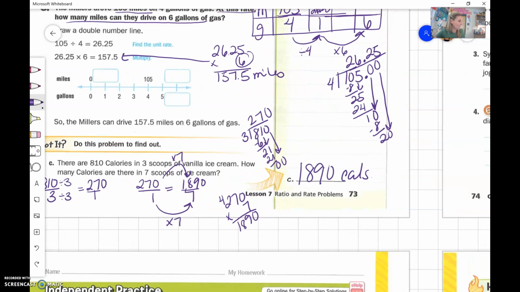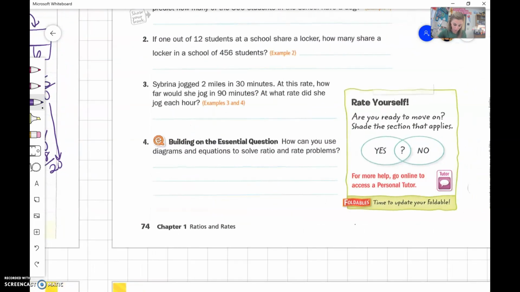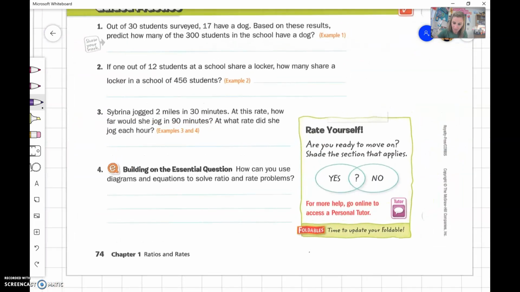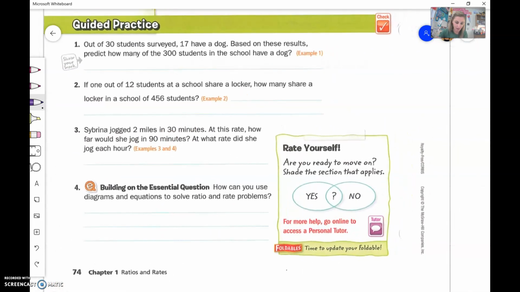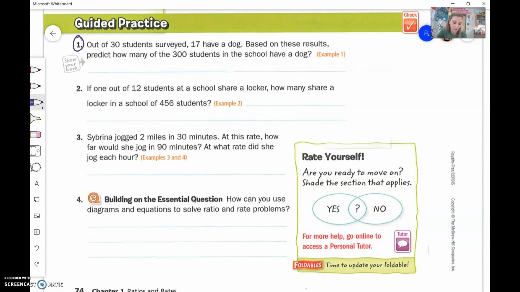All right, let's take a look at some more problems. So go ahead and turn to the next page. Okay, and let's take a look at some of the guided practice. Okay, so number 1, out of 30 students surveyed, 17 have a dog. Based on this results, predict how many of 300 students have a dog. So you have those that have a dog and the total. So out of 300 total, 17 had dogs.